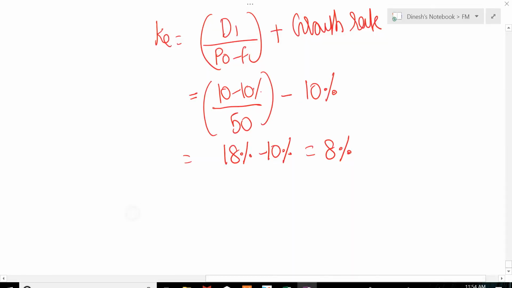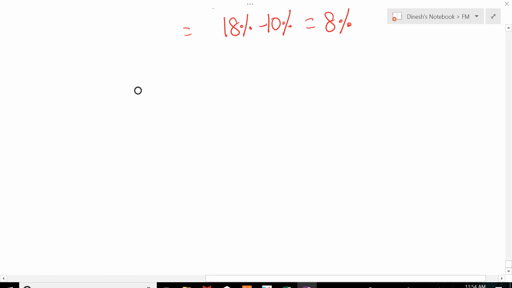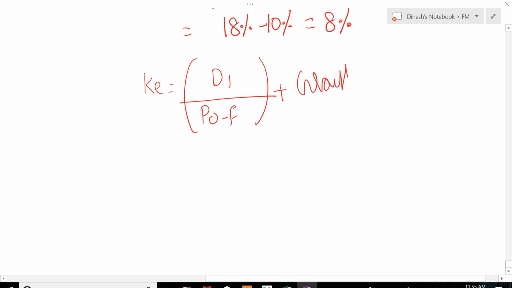Let's write the formula. K is equal to D1 by P0 minus F plus growth rate.